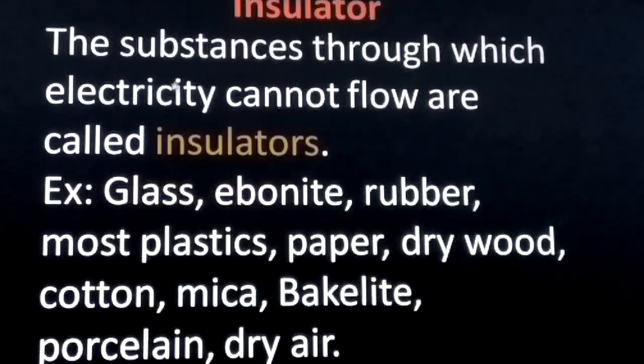Insulators are the materials which do not allow electricity to pass through them. In other words, the substances through which electricity cannot flow are called insulators. Examples: glass, ebonite, rubber. Most plastics are insulators.